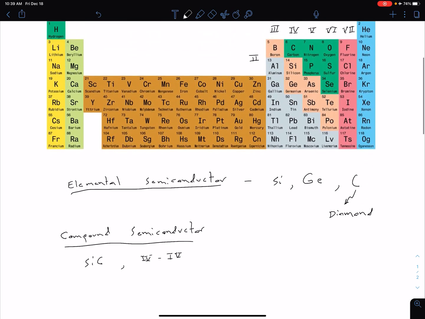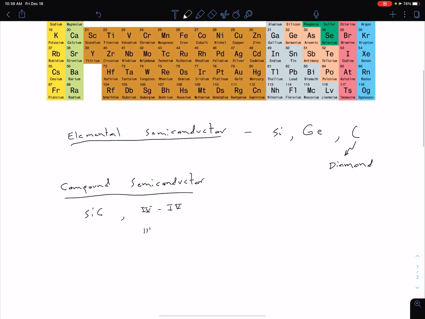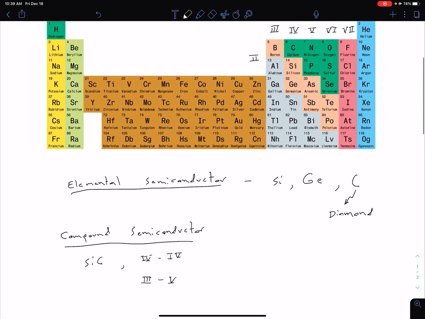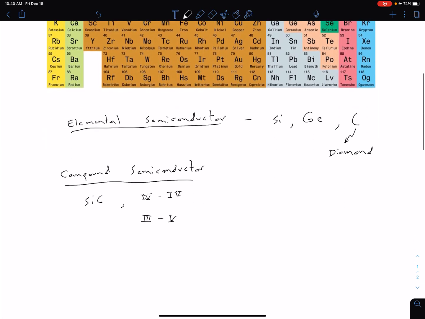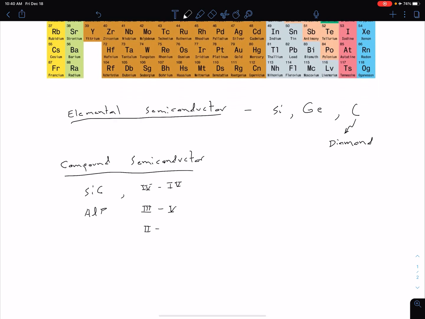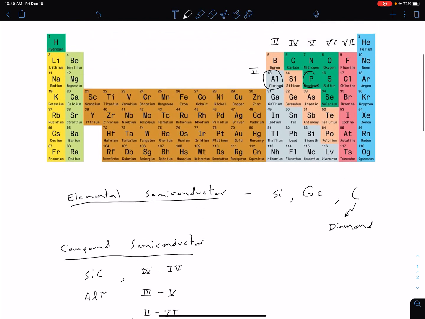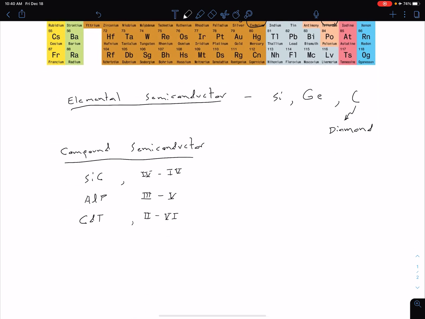We could also have, for instance, group III-V. Again, we'll come back and talk about our valence electrons, but that's how we're determining how these are paired. For instance, we could take from group 3 something like aluminum and combine that with something like phosphorus from group 5, and that would give us aluminum phosphide, AlP. We could also do group 2 and group 6, and an example of that would be cadmium from group 2 and tellurium from group 6. And this would be cadmium telluride.